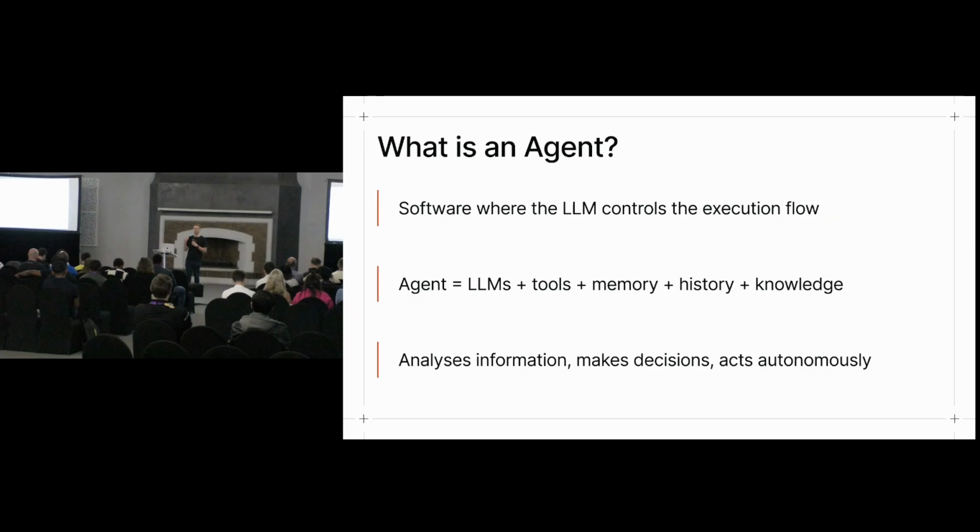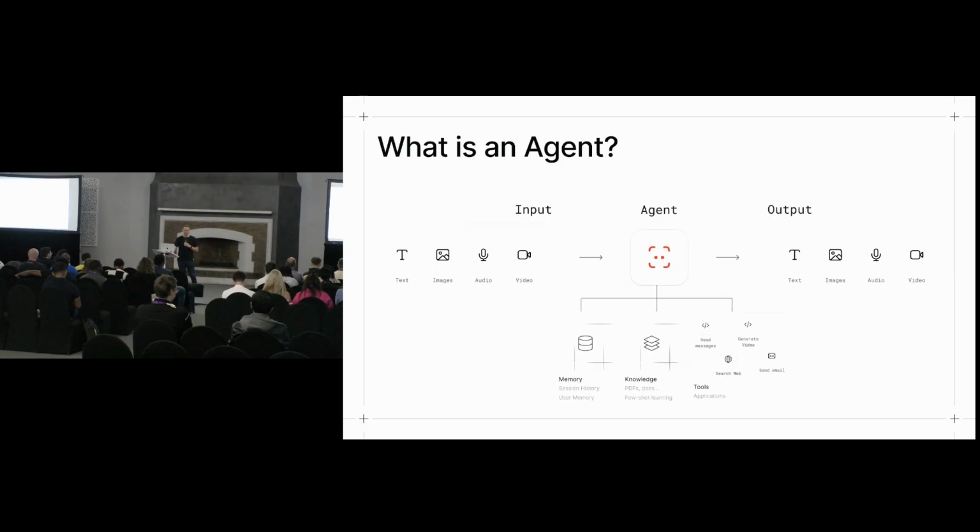When you interact with the ChatGPT app, you are interacting with an agent because it remembers things you have said, it can search the web, etc. So ultimately, an agent analyzes information, makes decisions, and then acts on your behalf. This is a little diagram that kind of shows more or less the flow.